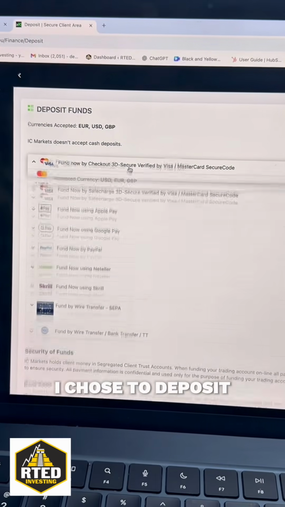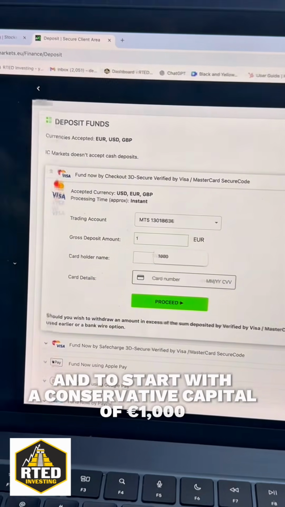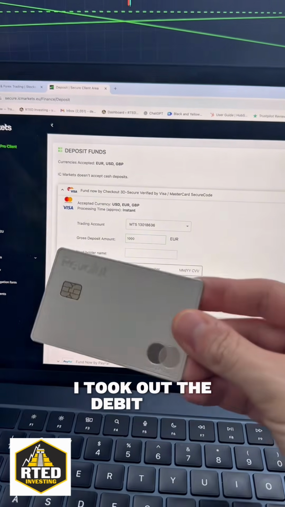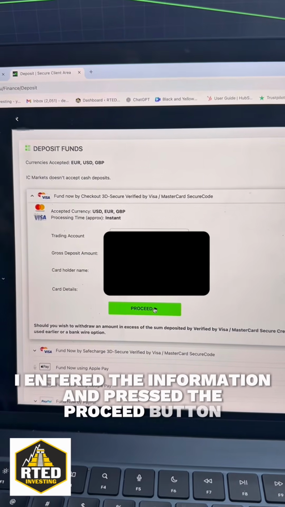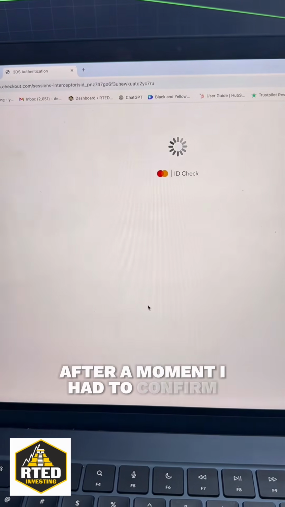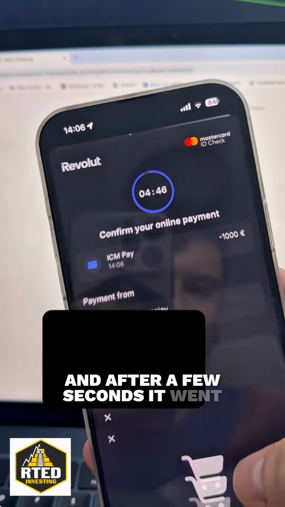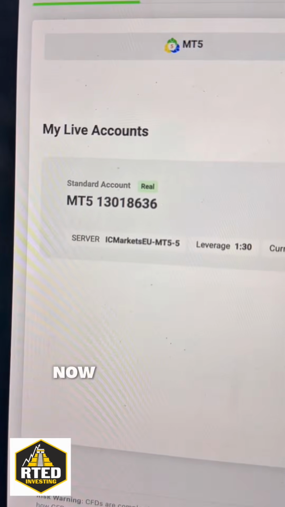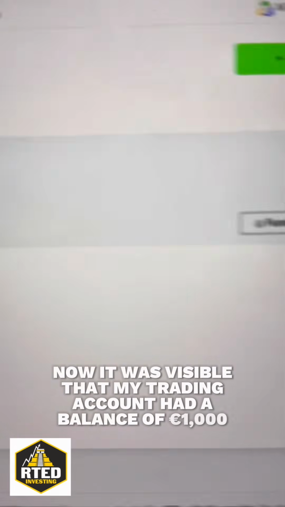I chose to deposit with a card and to start with a conservative capital of 1000 euros. I took out the debit card, I entered the information and pressed the proceed button. After a moment, I had to confirm the payment through the app, and after a few seconds, it went through successfully. Now it was visible that my trading account had a balance of 1000 euros.